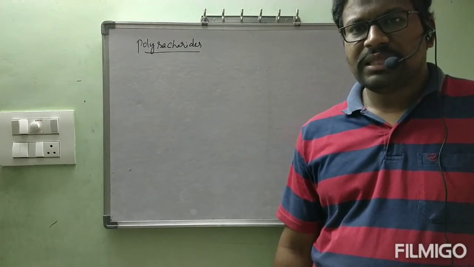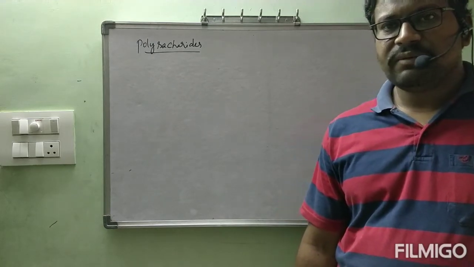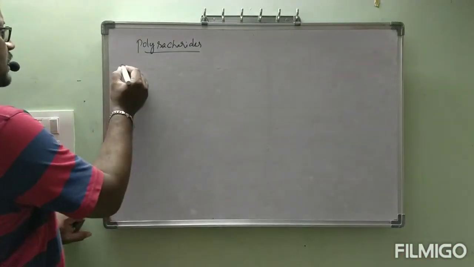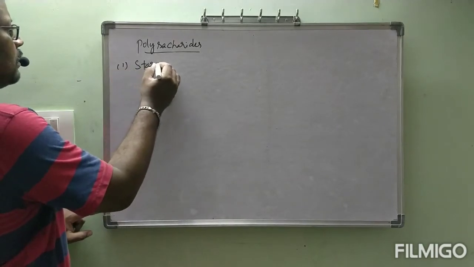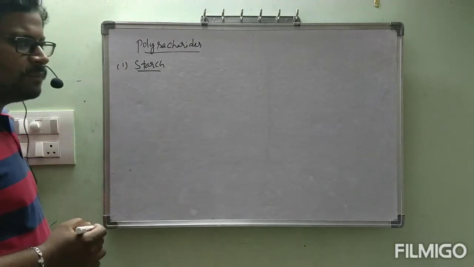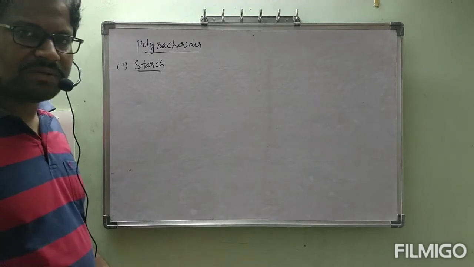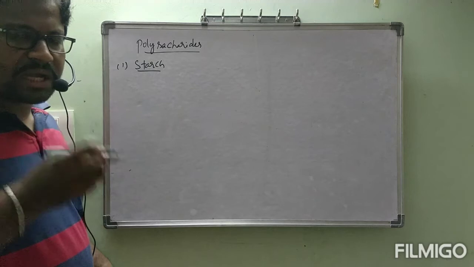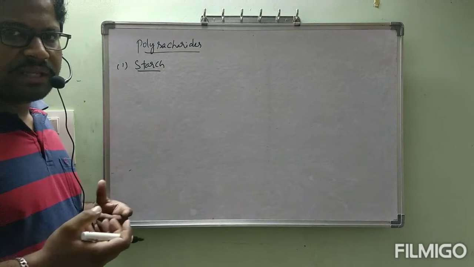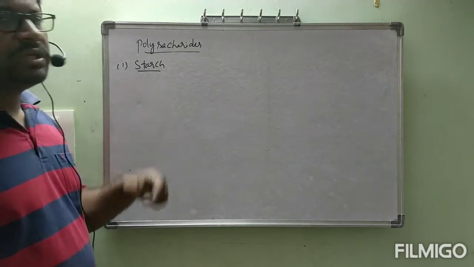All the three, maltose, lactose and sucrose, have the same molecular formula, C12H22O11. Now under the polysaccharides, our first side heading is starch. Starch is a very important material which is present in our food, rice. Not only in rice, in potatoes also, it is one of the major carbohydrates present in our plants. We get food from rice or potatoes, and in those, the major constituent is starch.